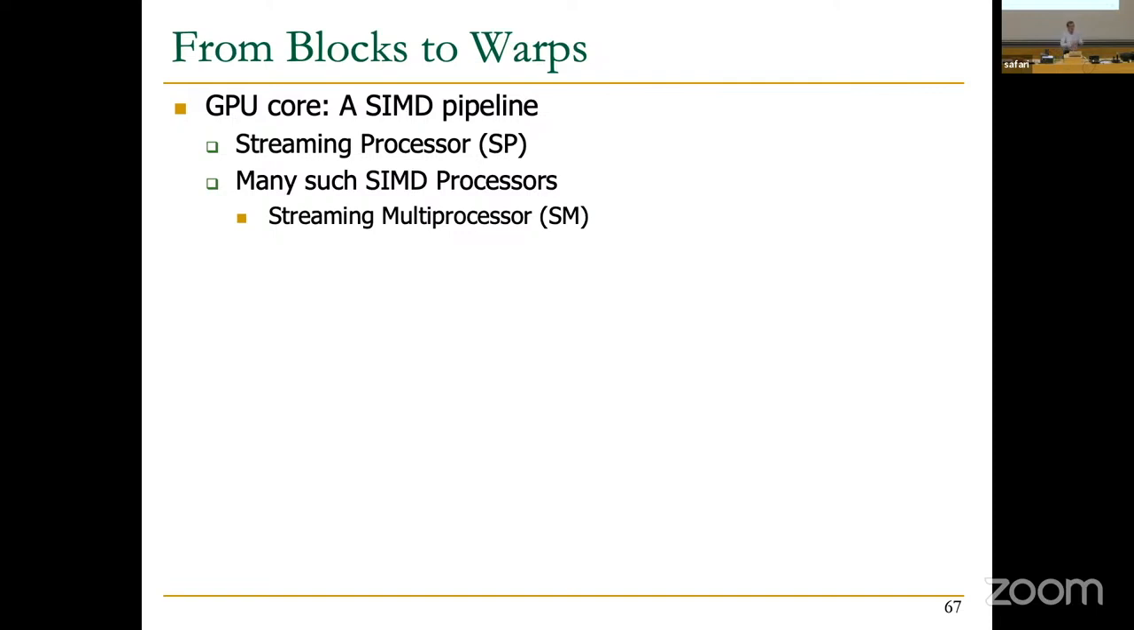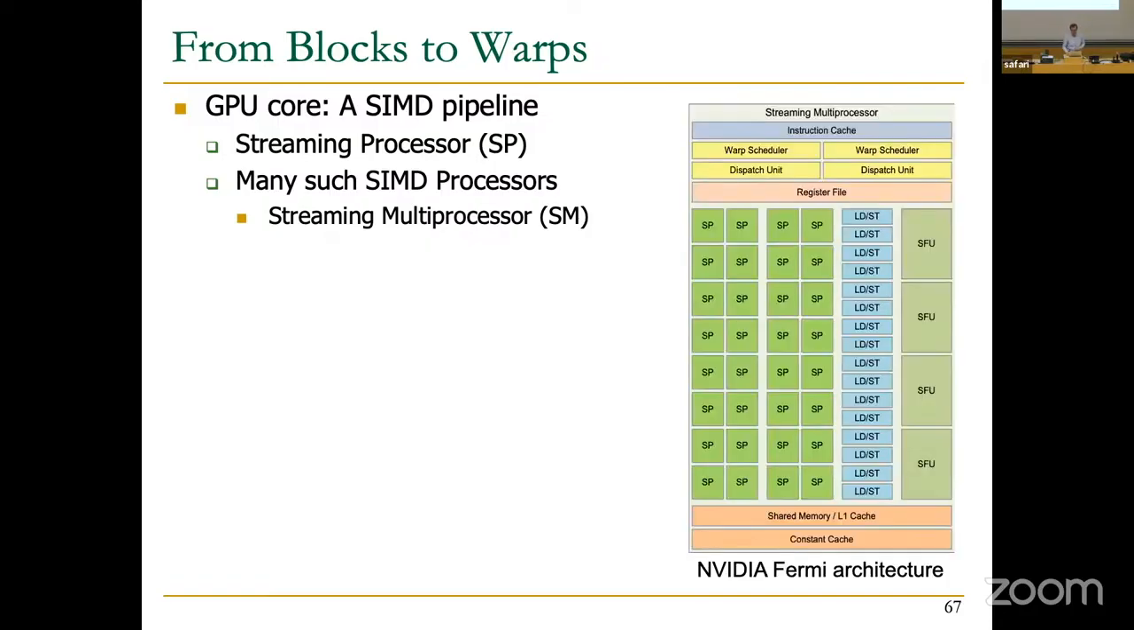It's called a streaming multiprocessor. I'm going to show you a breakdown of old and new GPUs soon. But it looks like this. So this is one of NVIDIA's architectures, if you will. You can see that they call it a streaming multiprocessor. There's an instruction cache. There's a warp scheduler. There are multiple warp schedulers.